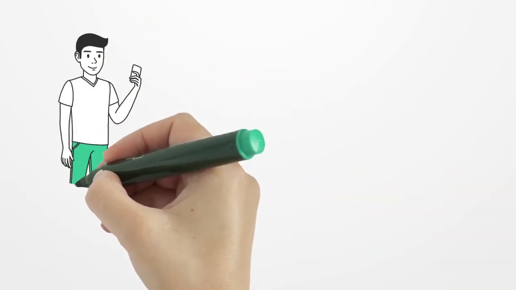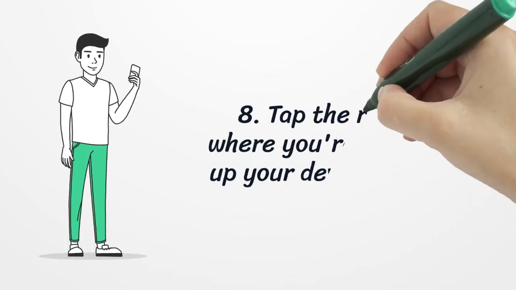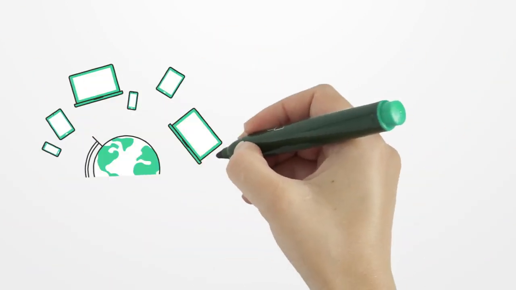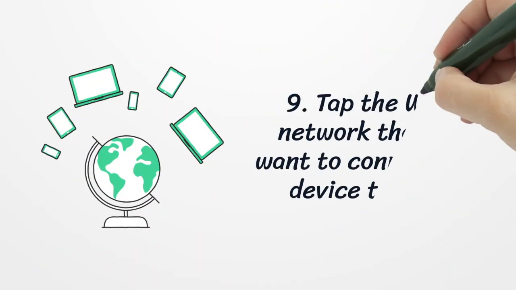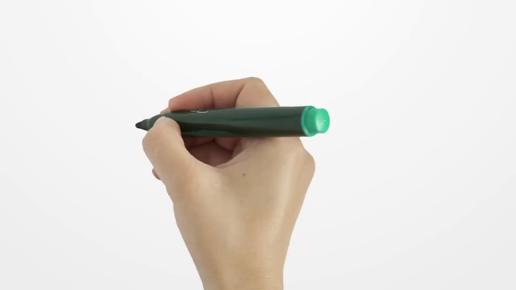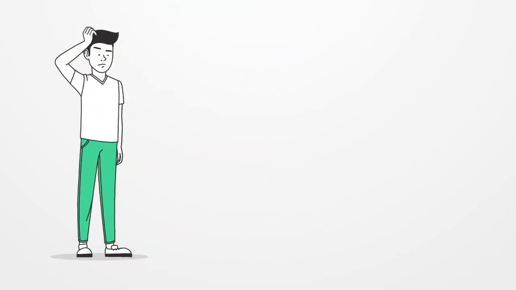8. Tap the room where you're setting up your device. Next. 9. Tap the Wi-Fi network that you want to connect your device to. Next. 10. Tap Next.